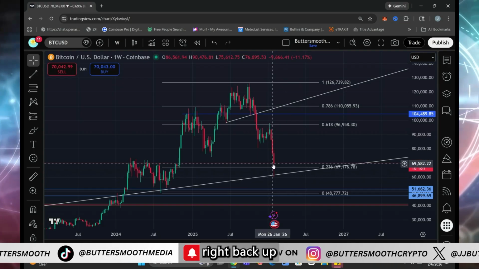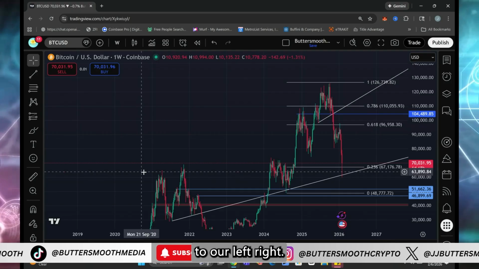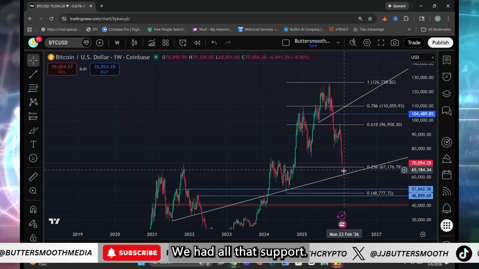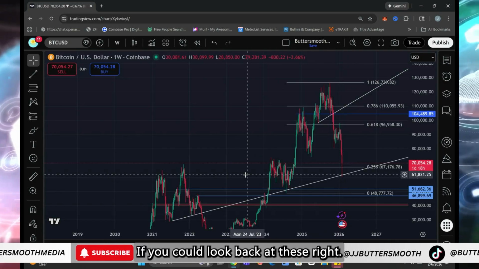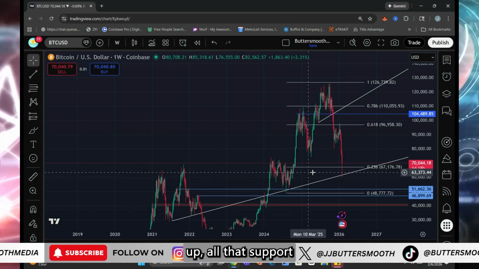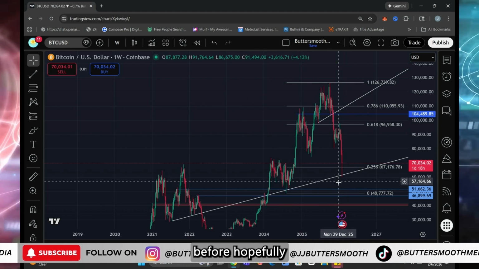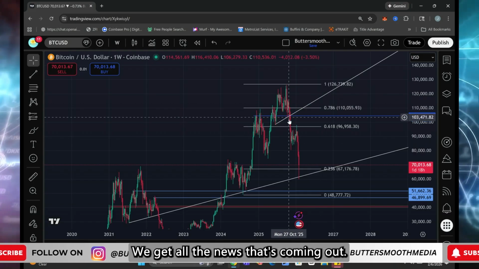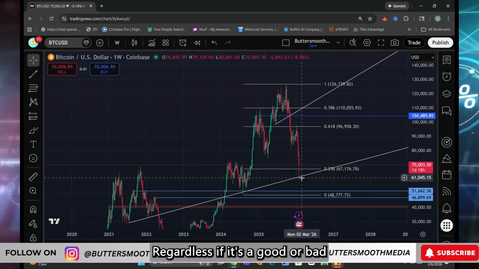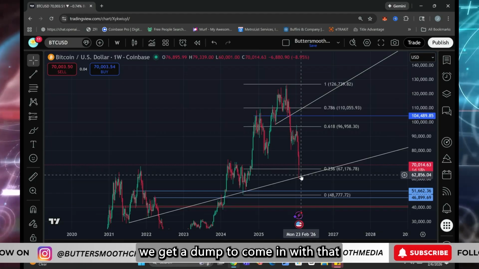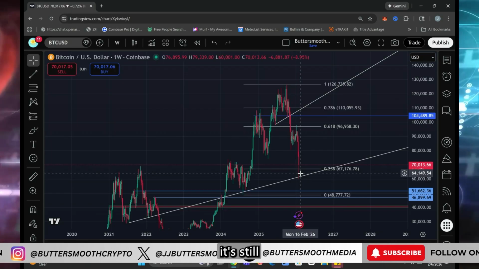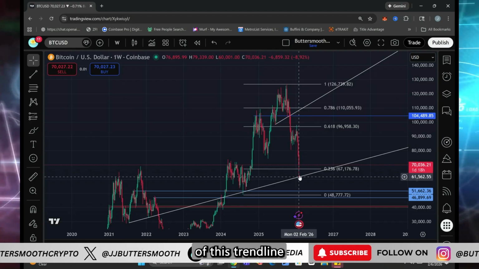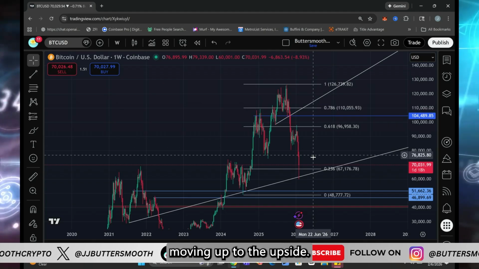We were bought right back up because we have a lot of support to our left, right? Like I said, we covered these two highs. We covered all this price action in here. We had all that support. If you could look back at these, right? See where everything's lining up, all that support before hopefully moving back up to the upside. And that'll be a good relief rally for Bitcoin, right? We get all the news that's coming out, regardless if it's good or bad. We get a dump to come in with that because buy the rumor, sell the news. Bitcoin is still at least staying true to that. So it looks like we could bounce off of this trend line as support and start moving up to the upside.